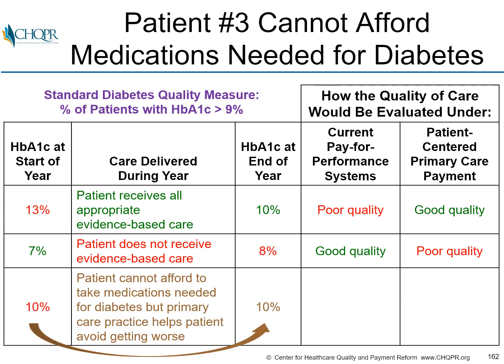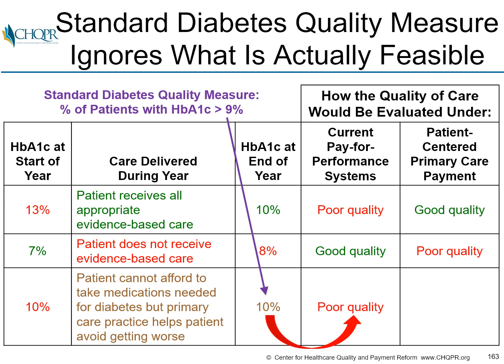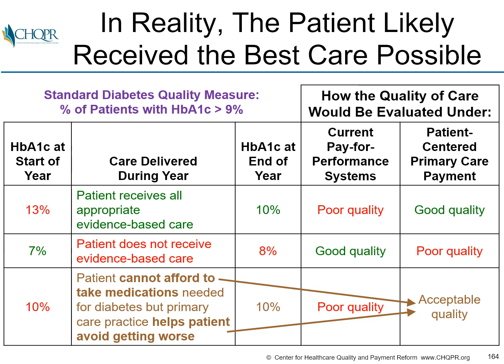Finally, the third patient starts out with a relatively high HbA1c level. The practice attempts to use evidence-based treatment, but the patient cannot afford to take the necessary medications. Instead, the practice uses alternative approaches to help the patient, focusing on diet and exercise, and is able to keep the patient's HbA1c from worsening. Under typical pay-for-performance systems, this would be viewed as poor quality care, because all that matters is the HbA1c level, and there is no adjustment for the patient's inability to afford the medications. In contrast, this will be viewed as acceptable quality under patient-centered primary care payment because the practice had documented that the patient was unable to use evidence-based treatment and the practice used an alternative approach that was feasible.